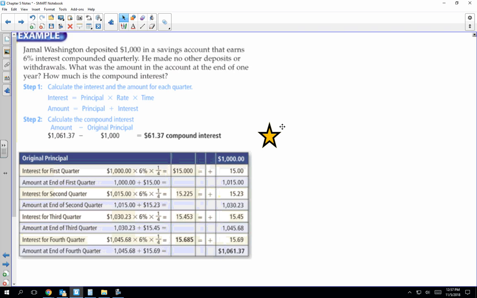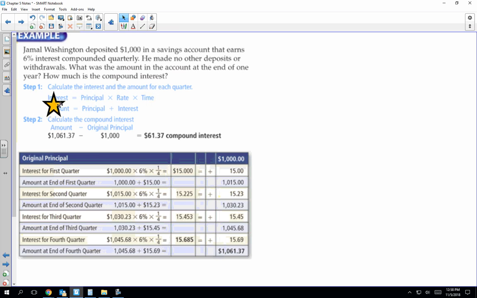All right, we're going to walk through this example problem together so you can see how we calculate compound interest. Our buddy Jamal deposited $1,000 in a savings account that earns 6% interest compounded quarterly. There are 4 quarters in a year, just letting you know. He made no other deposits or withdrawals. What was the amount in the account at the end of 1 year? How much is the compound interest?